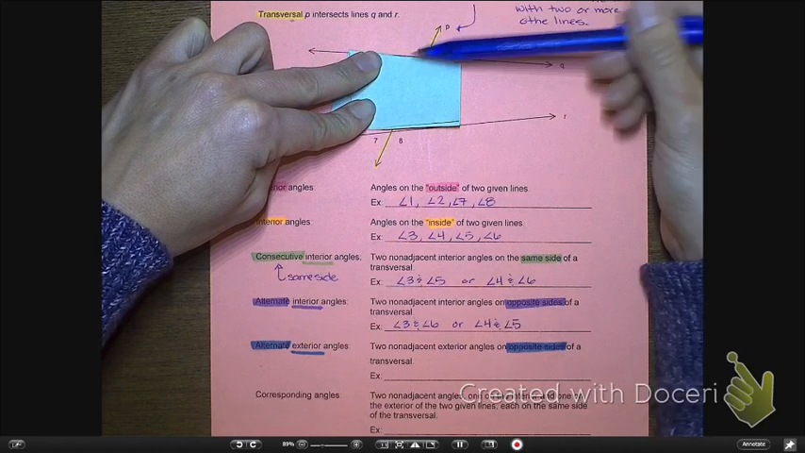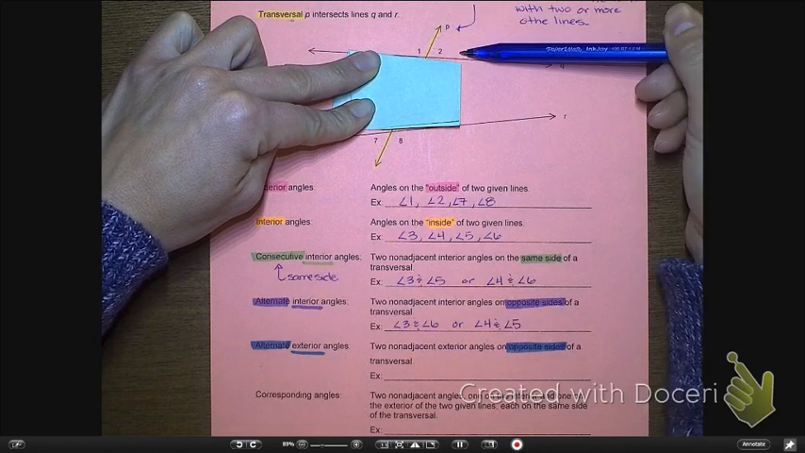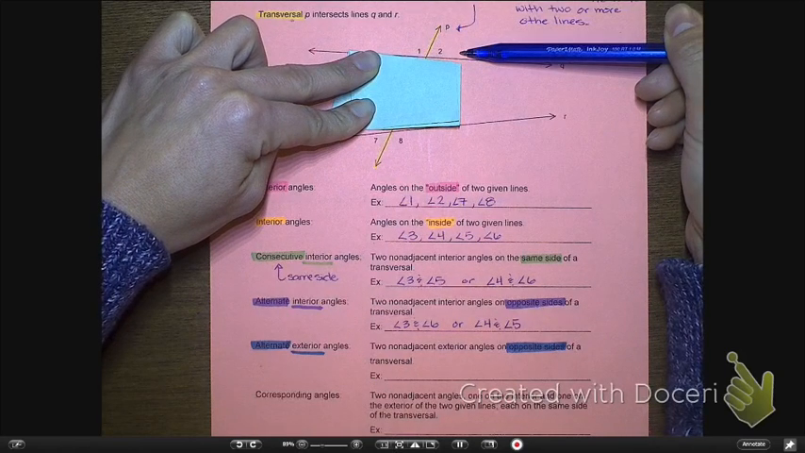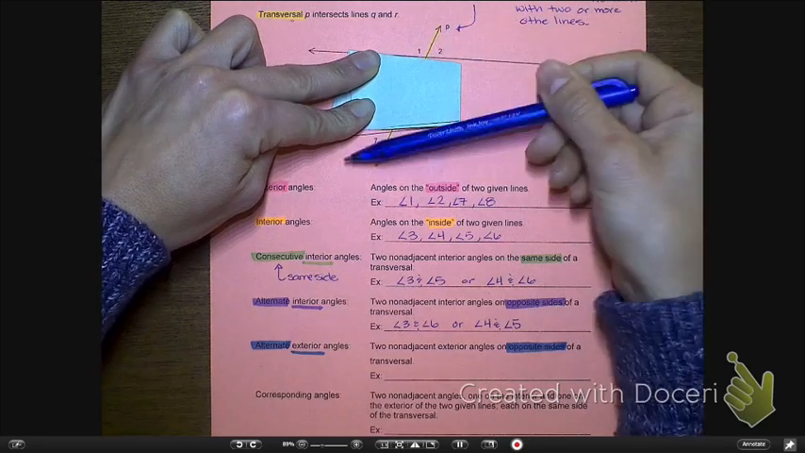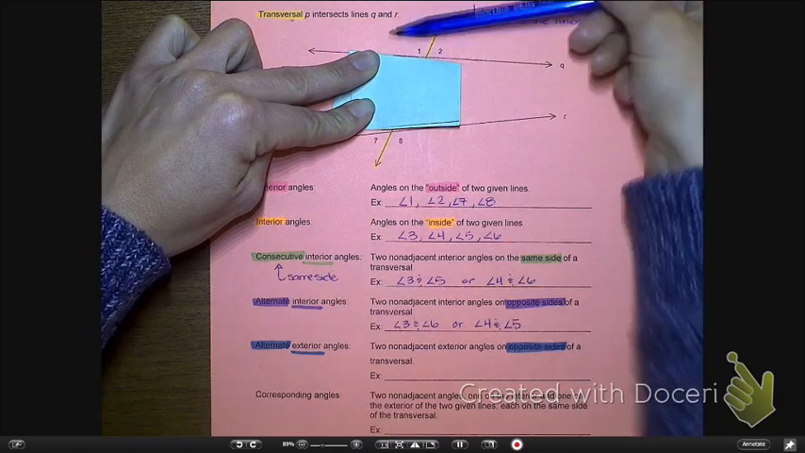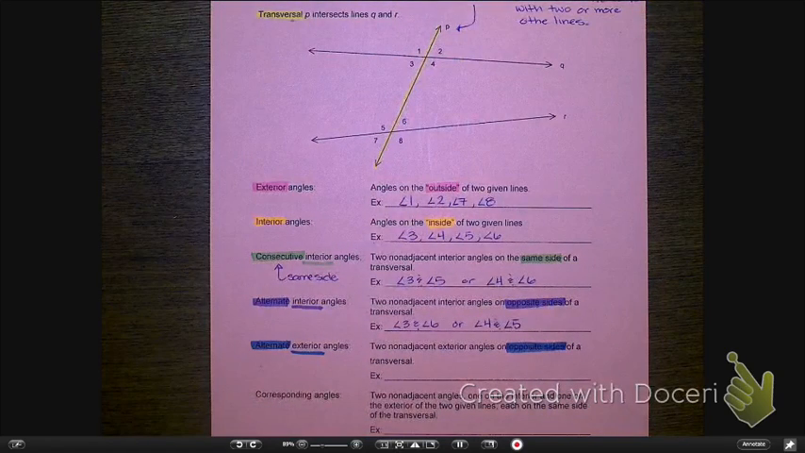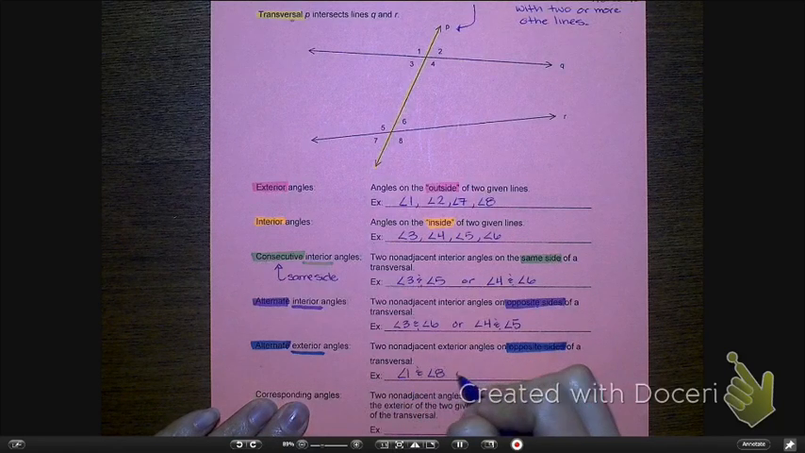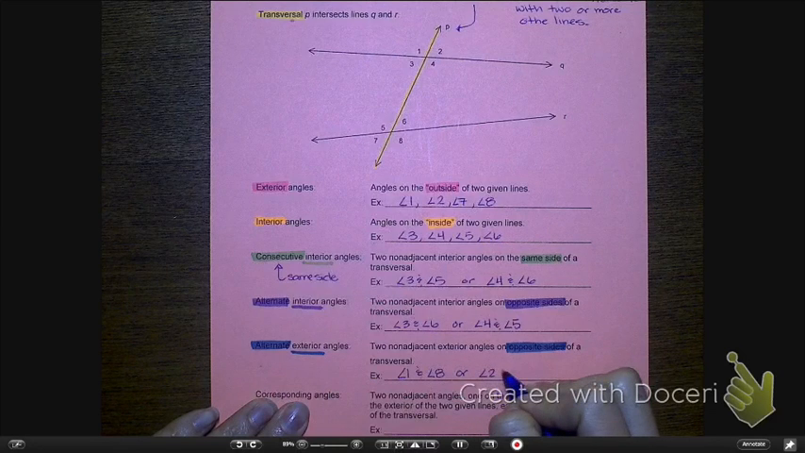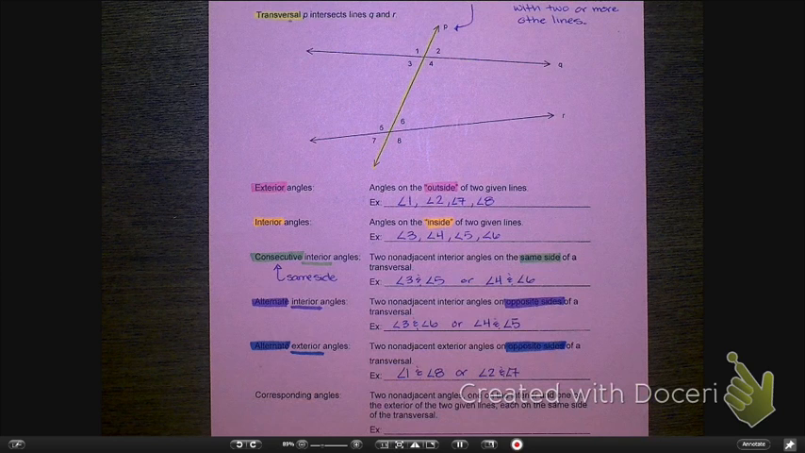Now, would I say 1 and 2 are alternate exterior? I know they're on opposite sides, but what do these make already? What's the name we already know these are? Linear pair, right? So we're not going to call them alternate exterior. They're already a linear pair. So it's 1 and 8 and 2 and 7. They're almost like diagonal from each other. Does that make sense? Okay. So let's go ahead and write those down for our angle pairs. We're going to have angle 1 and 8, or angles 2 and 7, for alternate exterior.